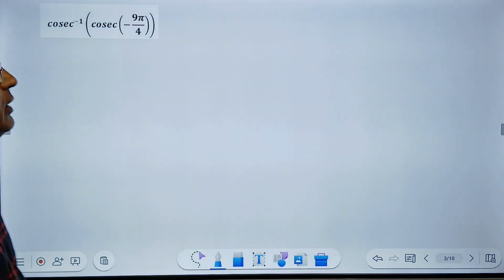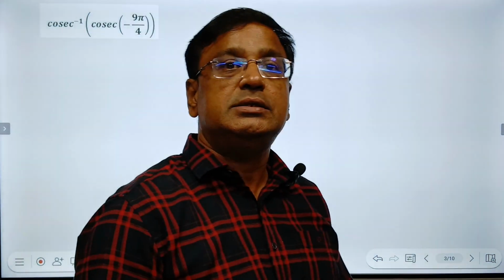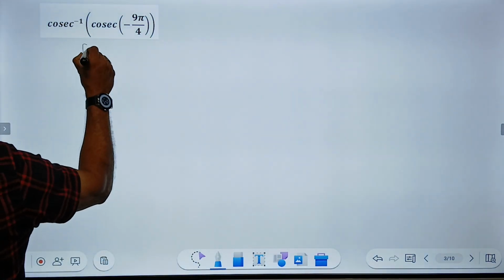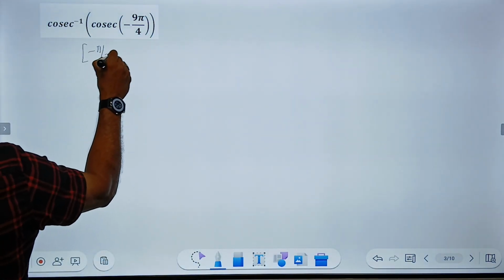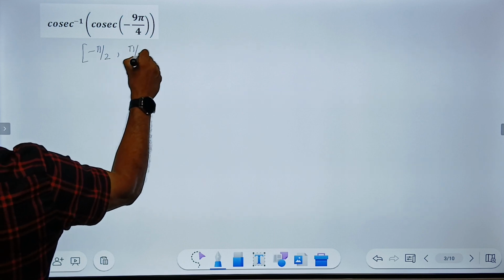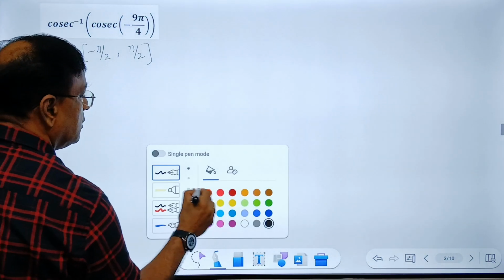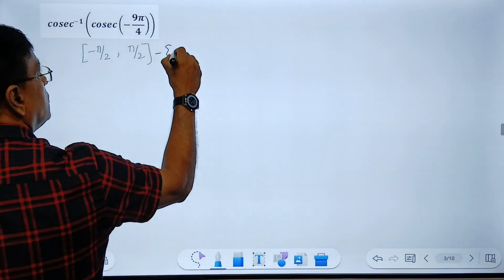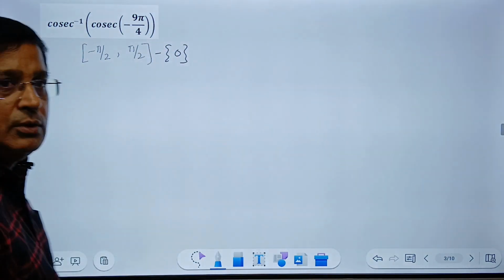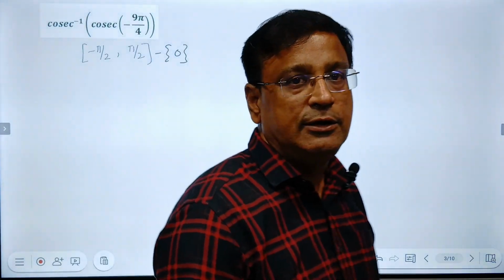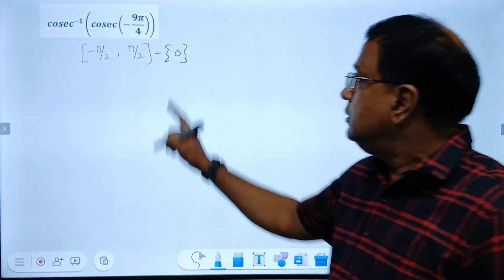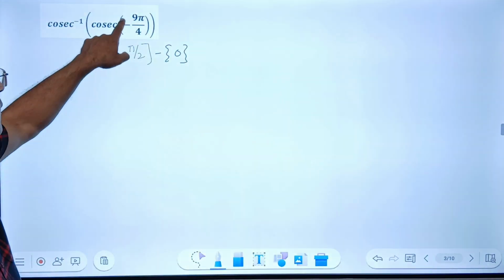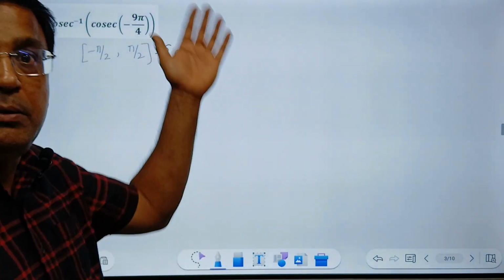Here it is cosecant inverse of cosecant minus 9 pi by 4. Now what is the principal range of cosecant inverse? It's minus pi by 2 to pi by 2, excluding 0. You know why I am excluding 0, because cosecant 0 is undefined. Does minus 9 pi by 4 lie there? Definitely we have to check. It definitely does not lie because it is 9 times pi by 4.